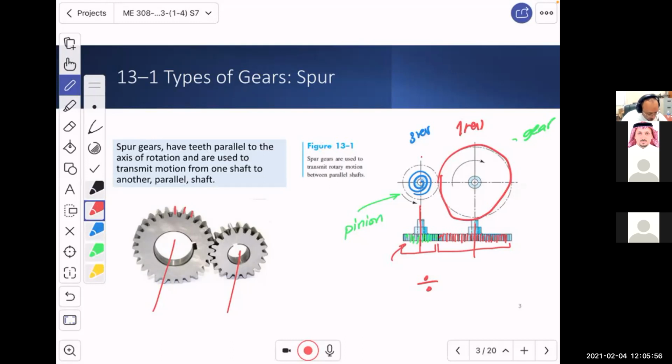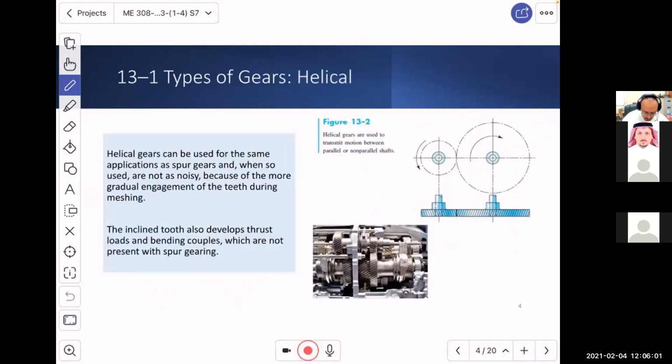Good. Now, the second type of gears is called the helical gear. We have talked about helical gears. We mentioned them several times. They are also arranged in a way with their axes, the shafts, parallel, so it's not different from a spur gear. But the difference here is that their teeth have this inclination.